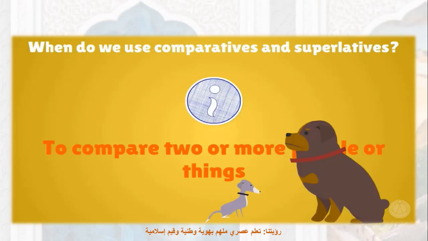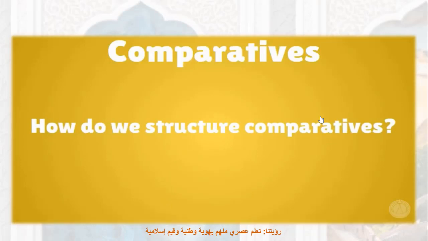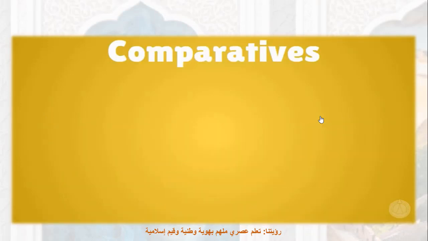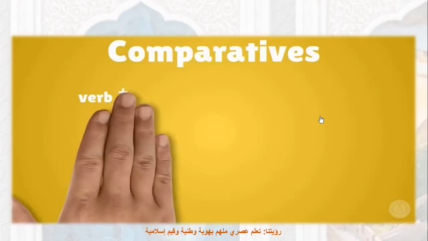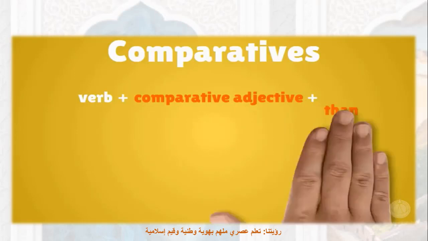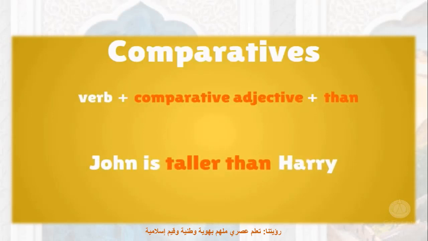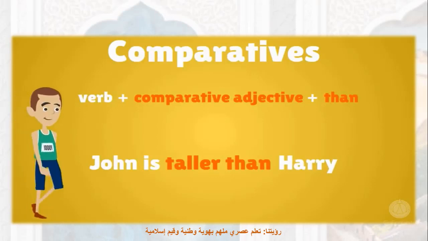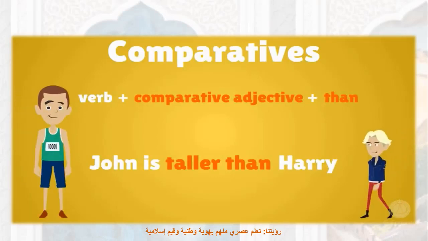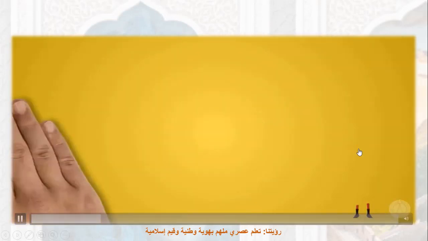Yes, you have a second question? Yes, Ali, what is your question? How do we structure comparatives? Here is the answer. You need a verb, of course, after a subject, and then the comparative adjective, and then... I think you may need an example. Here is one example. John is taller than Harry. Just have a look at this picture. John is taller than Harry.